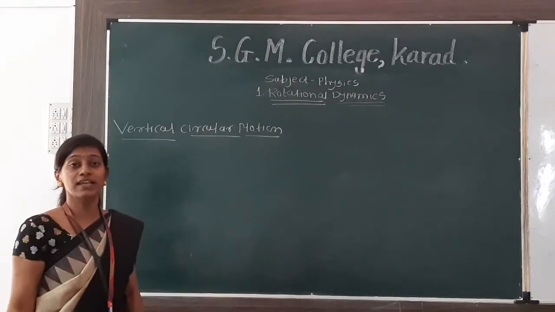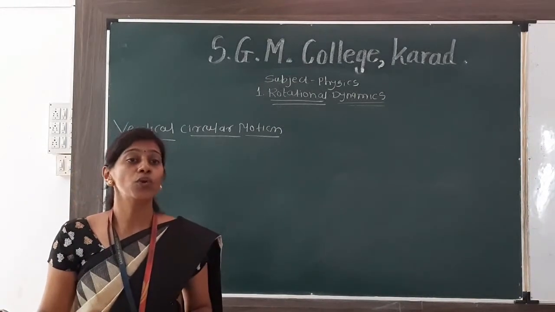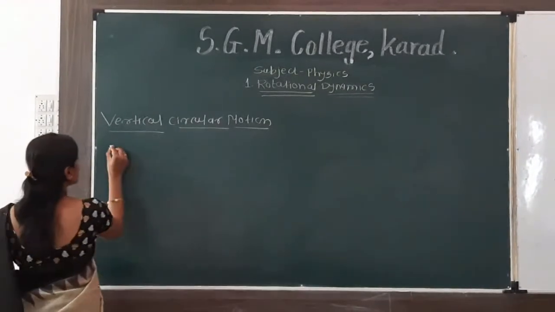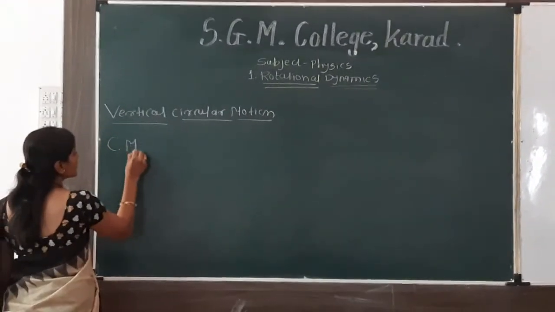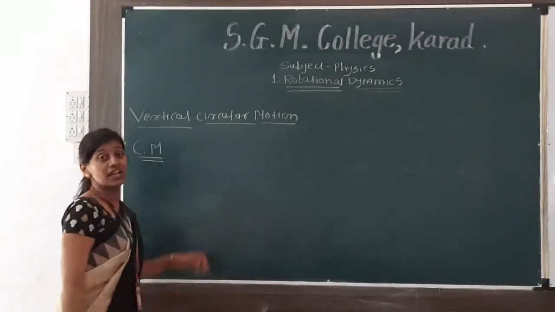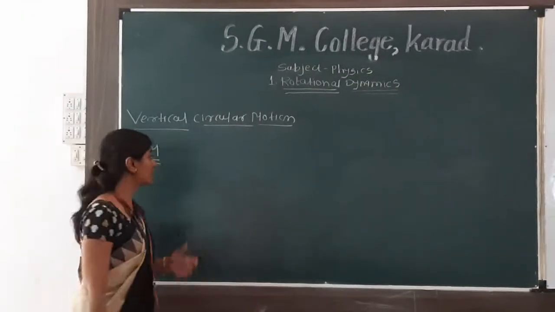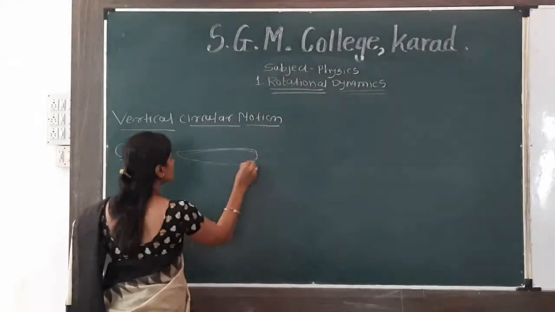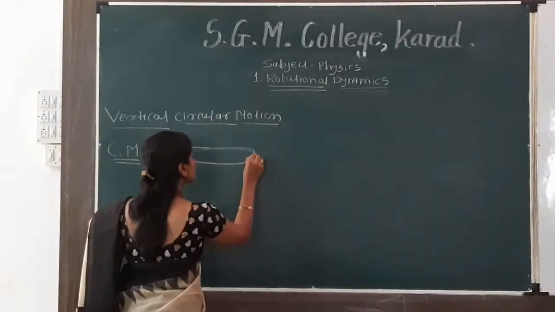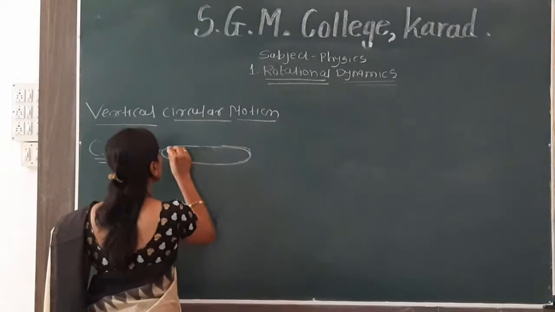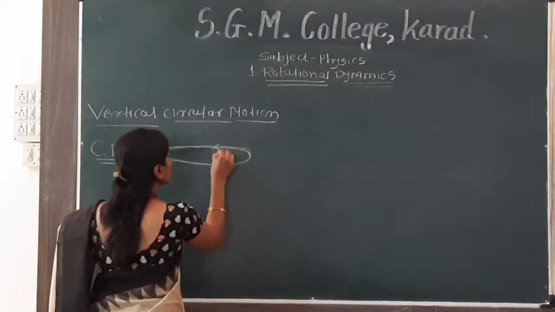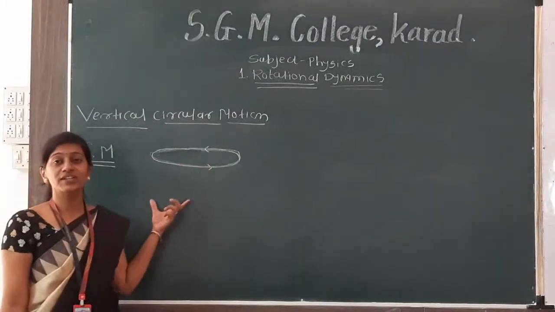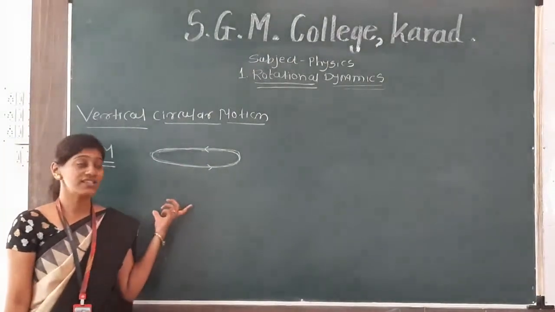But before starting that vertical circular motion, we have to revise some part. First of all, the first definition is circular motion. That first definition we already learned at the beginning of that chapter. We know the definition of circular motion: the motion of a particle along the circumference of a circle is called circular motion.